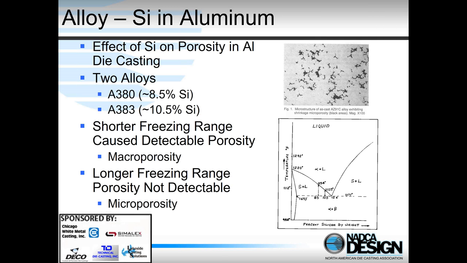In fatigue applications such as the connecting rod we were just talking about, we certainly want to minimize the size of the porosity, because fatigue life in castings is generally controlled by the size of the largest pore. So with a relatively small change in silicon concentration, we can dramatically change the porosity and dramatically improve the fatigue life of the castings.